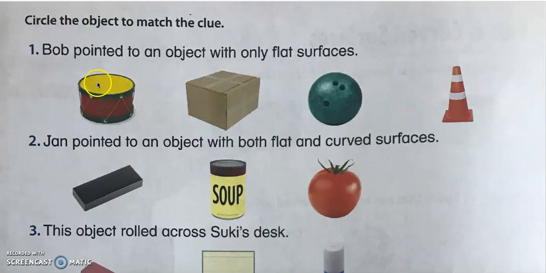The drum has both curved and flat. This bowling ball has only curved surfaces. And this cone has flat and curved. It's the box that has only flat surfaces. So go ahead and circle this one.